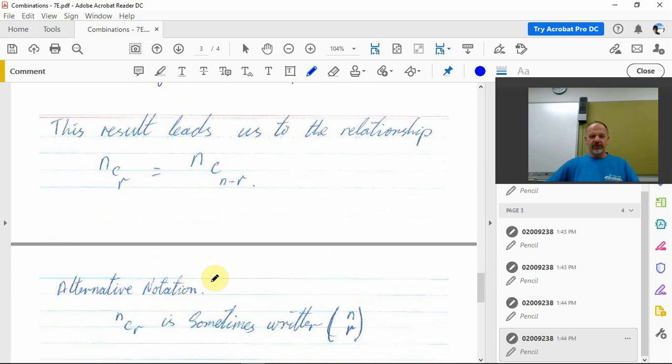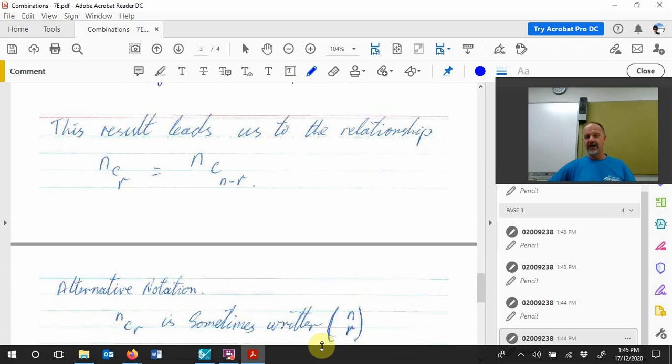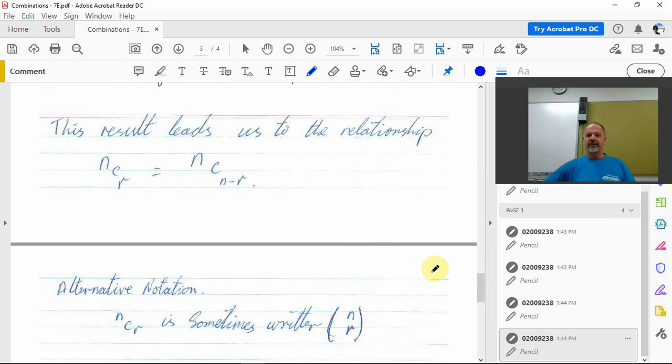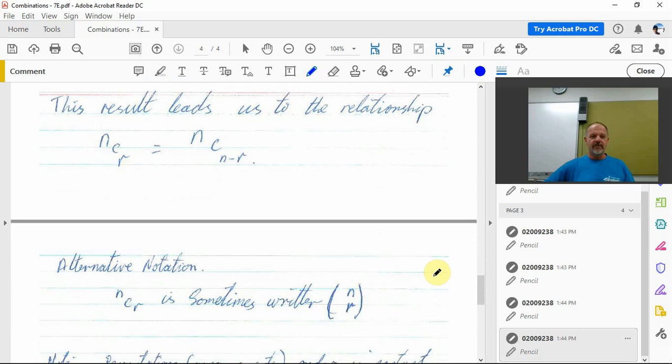All right, alternative notation, I haven't been through that yet. nCr is sometimes written like this here, n above r, with little curvy brackets around it. That's another way of writing it, so you just need to be aware of that.